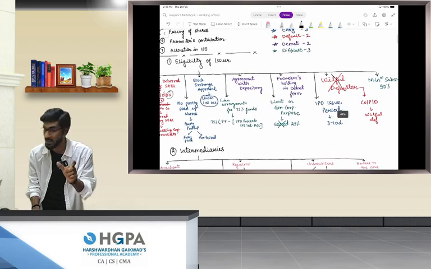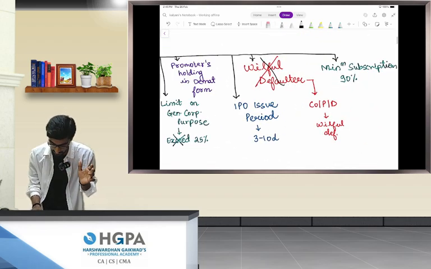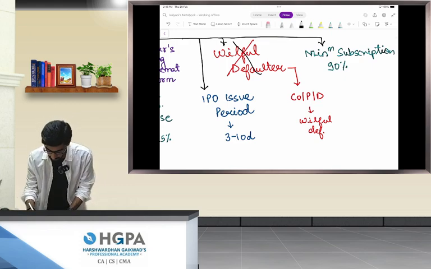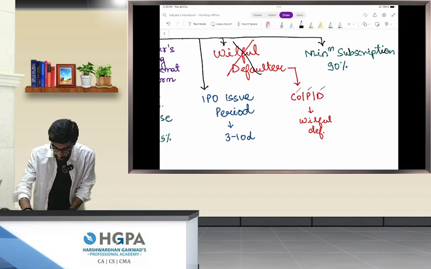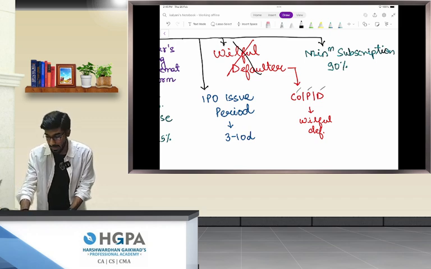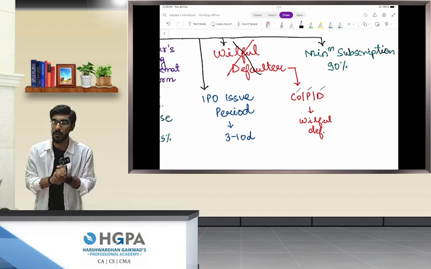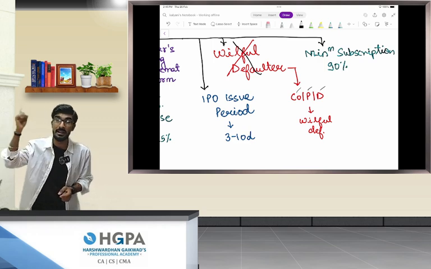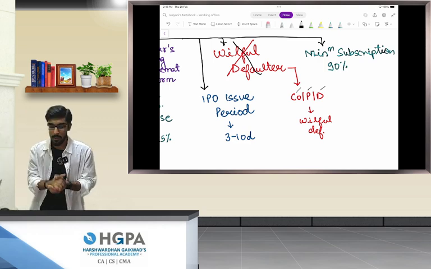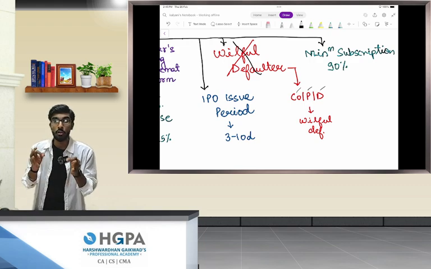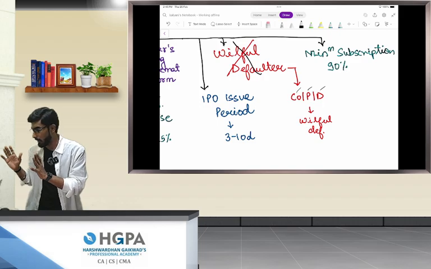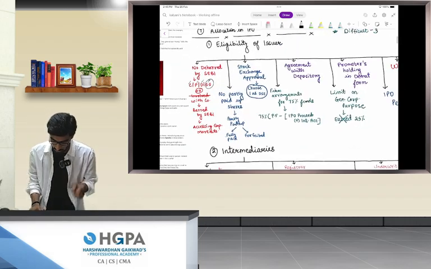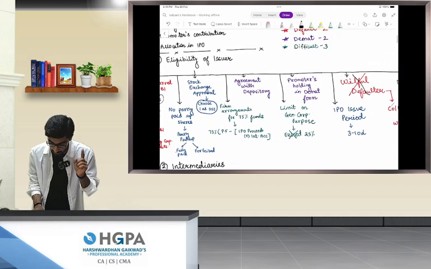Perfect. Next, we will read the first red points. Okay, the points that are marked in red, we will read that first. Next, company, promoter, director should not be declared as a willful defaulter. Willful defaulter means who have defaulted in the repayment of loans, whether it is interest or principal. Okay, promoter, director, issuer should not be a willful defaulter.